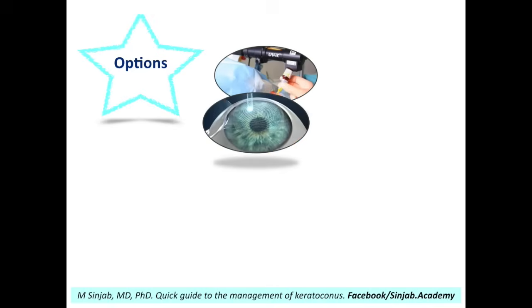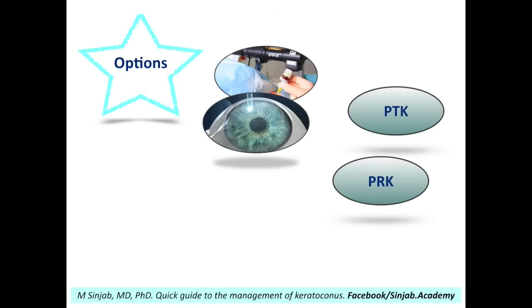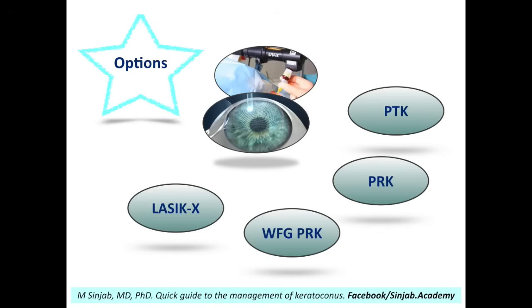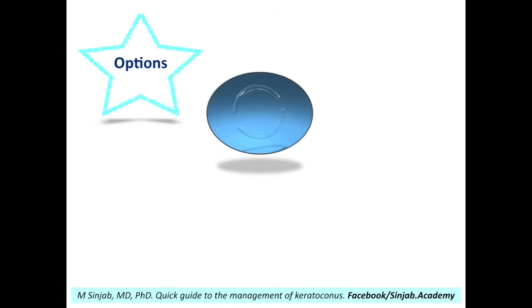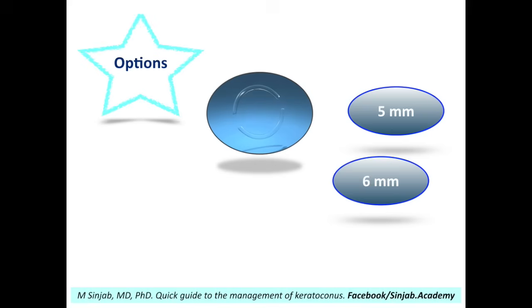Some kinds of refractive surgery can be added to corneal cross-linking in order to correct some amount of the refractive error in early to moderate stages of keratoconus. We have PTK, PRK, wavefront guided PRK, and LASIK X. Regarding intracorneal rings, we have 3 types. I'm not going to talk about the brand names, but according to the diameter, we have 5 mm, 6 mm, and 7 mm.